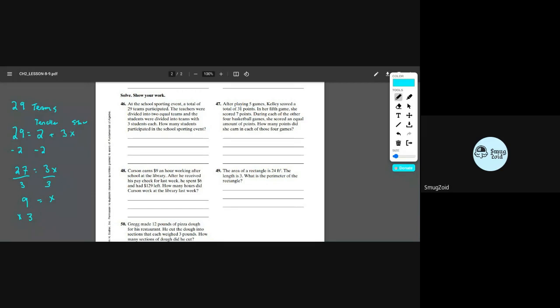Am I doing it right? 29 teams. Teachers were divided into 2 equal teams. Students were 3 students each, right? 3 students, 29, 2 teams, 27, 3 students each. I think I wrote this up wrong. Wow, this is tricky.